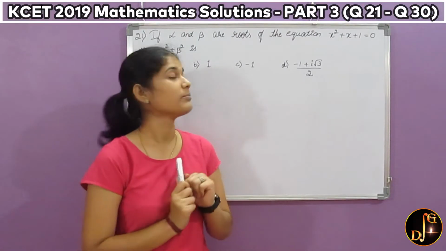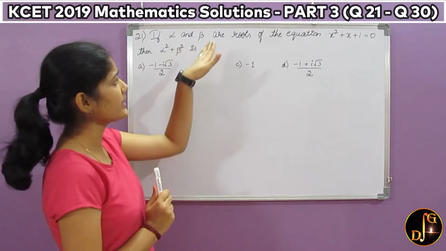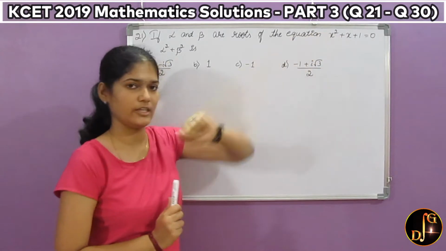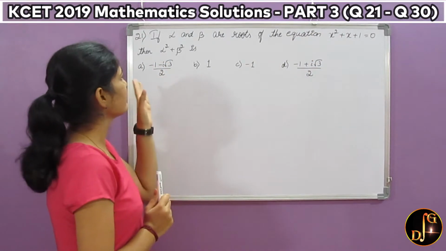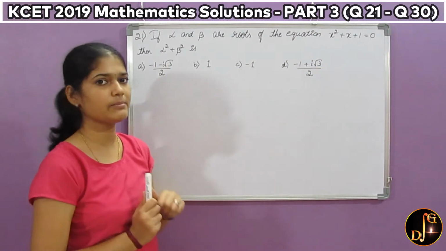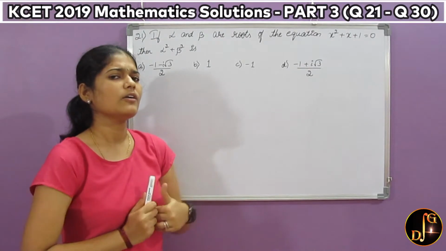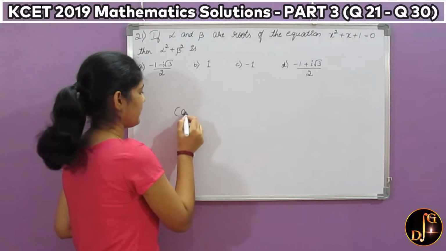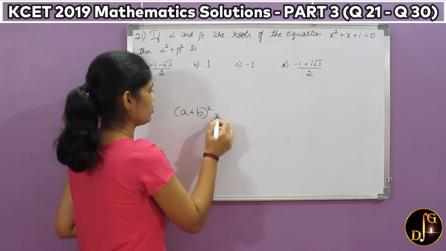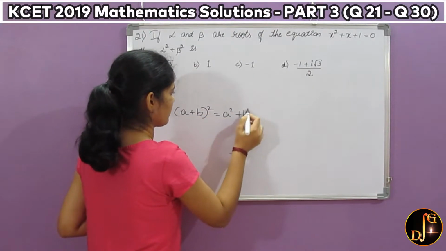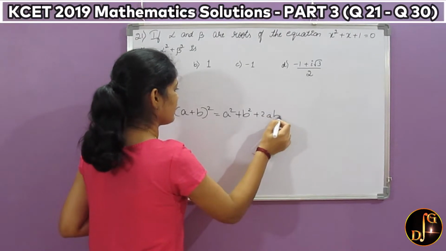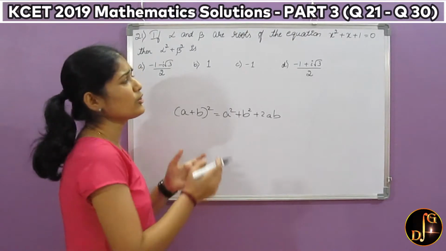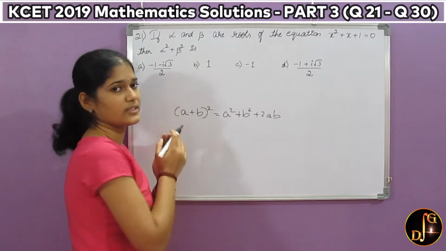In this problem, they have given alpha and beta are the roots of the equation x square plus x plus 1 equal to 0, and we have to find alpha square plus beta square. How to find this? We know this formula, right? (a plus b) whole square is equal to a square plus b square plus 2ab. This is a high school formula. Everyone will know this. How do I apply this formula in this?